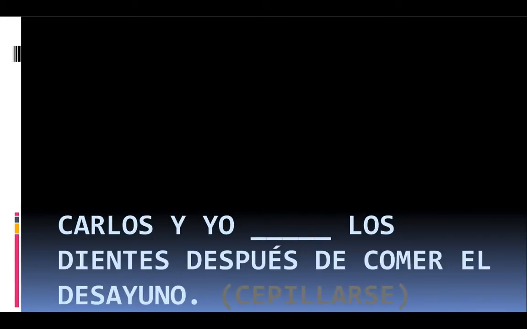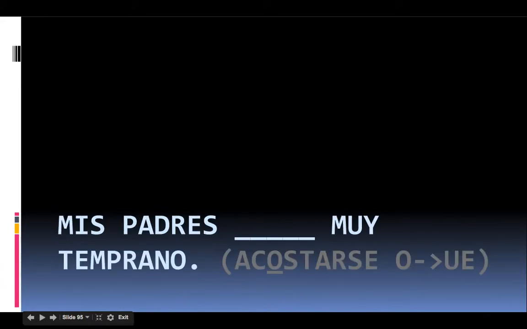Carlos y yo blank los dientes después de comer el desayuno. Conjugate the verb cepillarse. And the last question, mis padres blank muy temprano. My parents go to bed very early. This is a stem changer, so not only will the AR change, the se moves to the front, and the O is going to become a UE. So try your best, and even if you get them wrong, at least you will receive credit for trying.